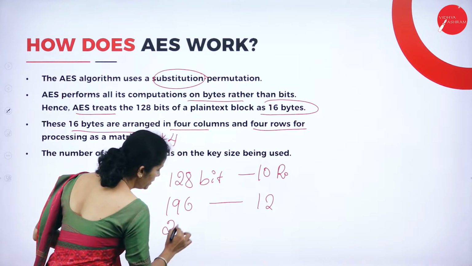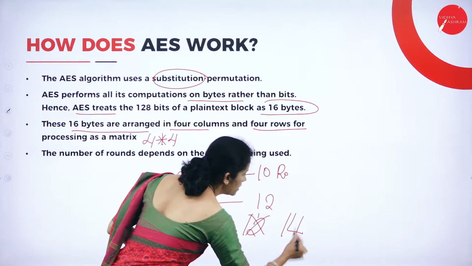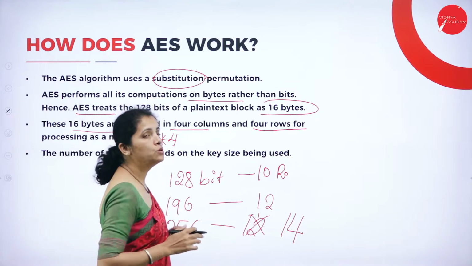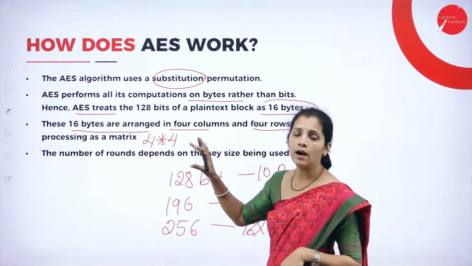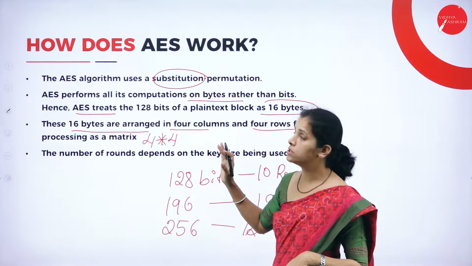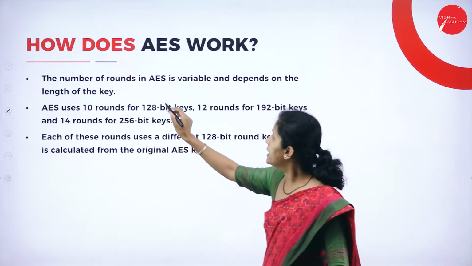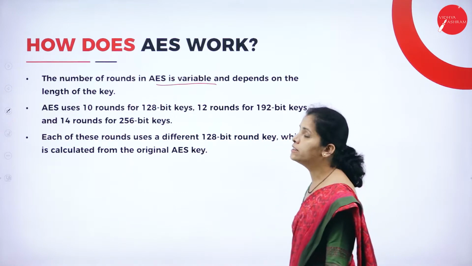And if I'm having 256, then it is 14 rounds. So this is the way I can select the number of rounds based on the key. I'm going to have different rounds. So the number of rounds in AES is variable and depends on the length of the key.